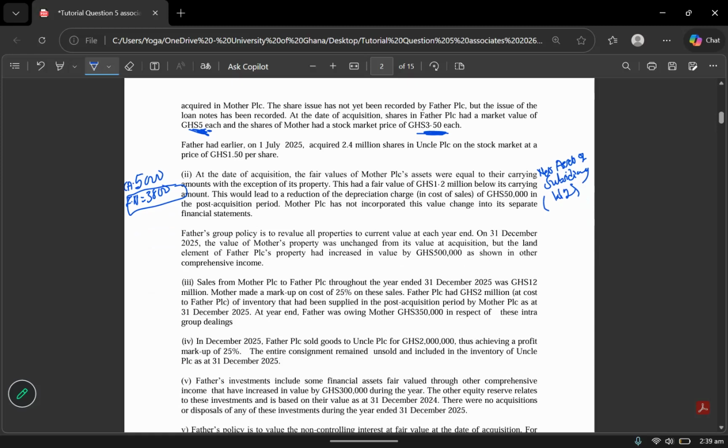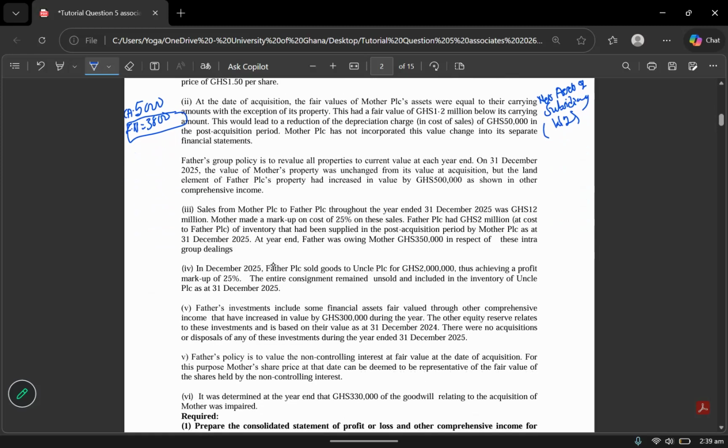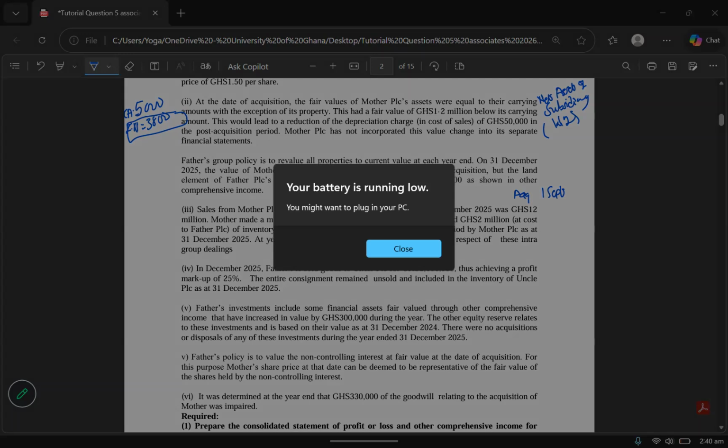All right, the third one, they said sales from Mother PLC. Yes, this is where the problem was. Sales from Mother PLC to Father PLC throughout the year ended 31st December 2021. Now, from 1st September, that's the acquisition period. So this is why you have to indicate the post-acquisition period at the group structure, to know whether the post-acquisition period is for a whole year or some months.